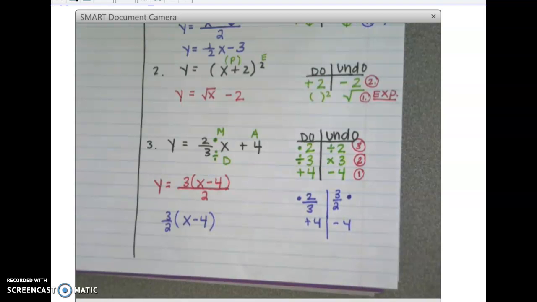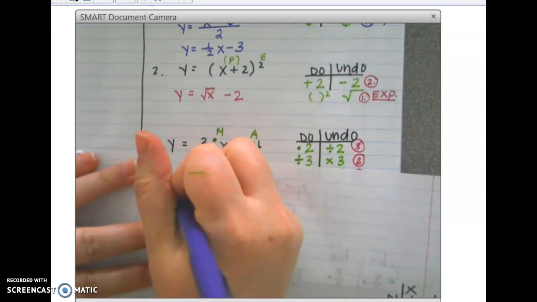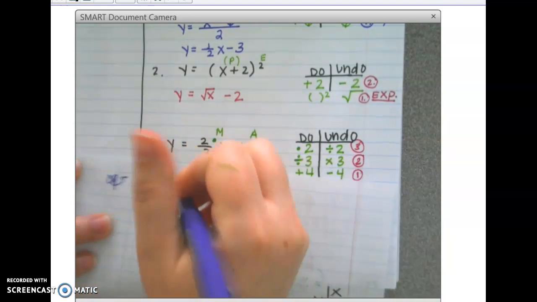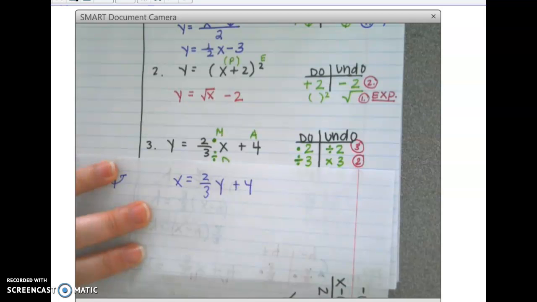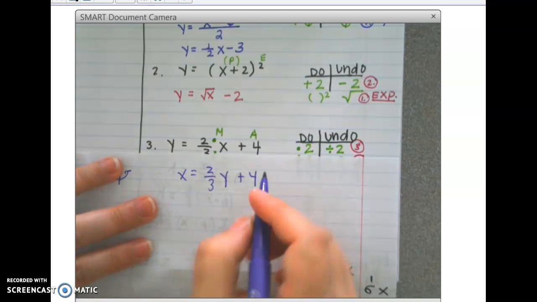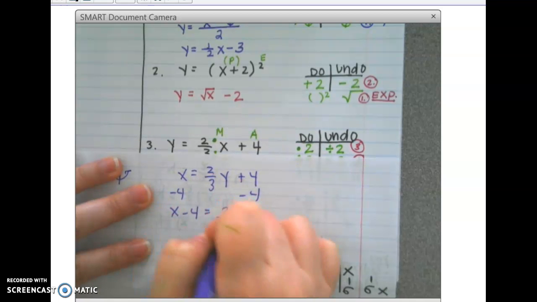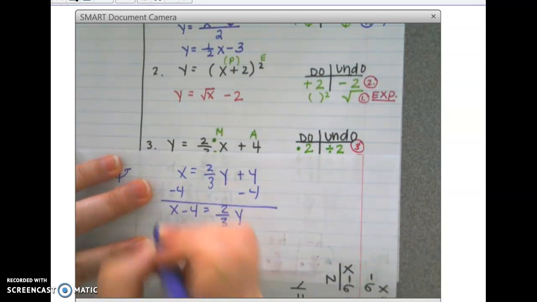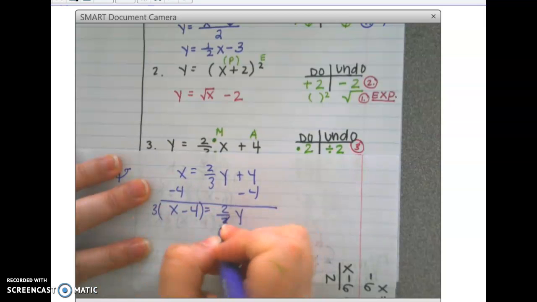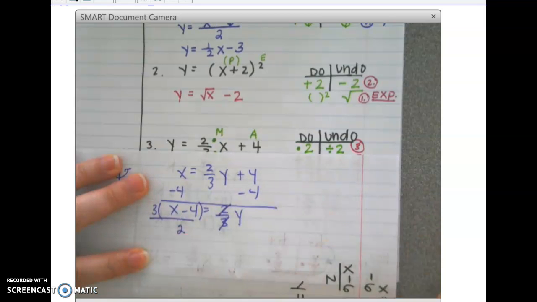All right, and again, just to show you, if you didn't want to make a list, that's fine. Swap x and y. Oh, I forgot to swap. All right, and we're going to start with what is furthest away, which means we're going to subtract 4. All right, we're going to multiply by 3 to cancel out the denominator. We're going to divide by 2 to cancel out the numerator, and so we get the same thing. Alrighty?